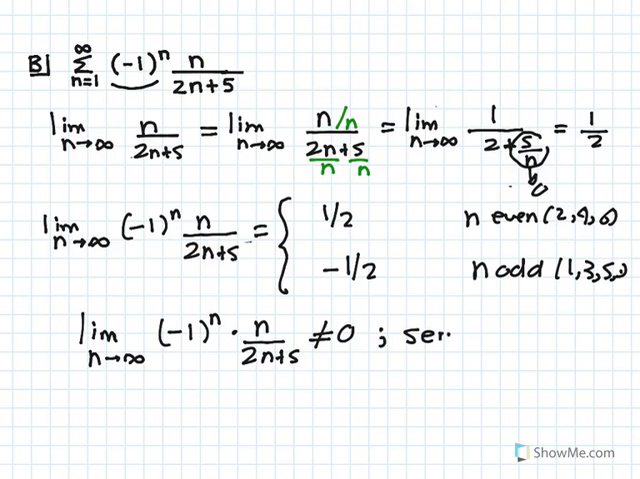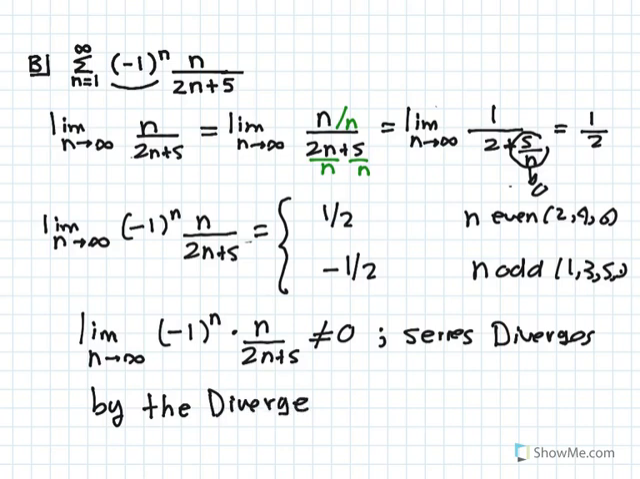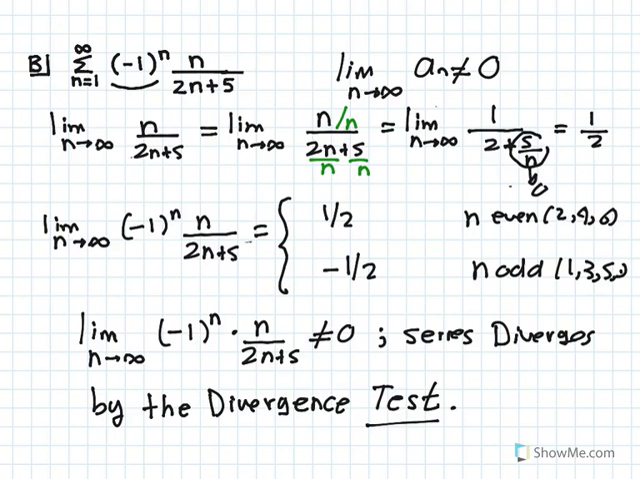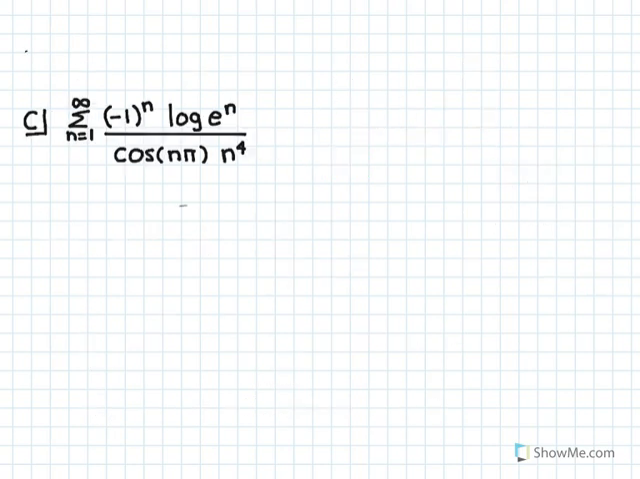That means the series diverges by the divergence test. So this series diverges. Even though it's an alternating series, because the limit as n approaches infinity of a_n, the limit of the nth term, is not 0, the series diverges by the divergence test. I should say divergence. Let me correct that. Divergence test. All right.